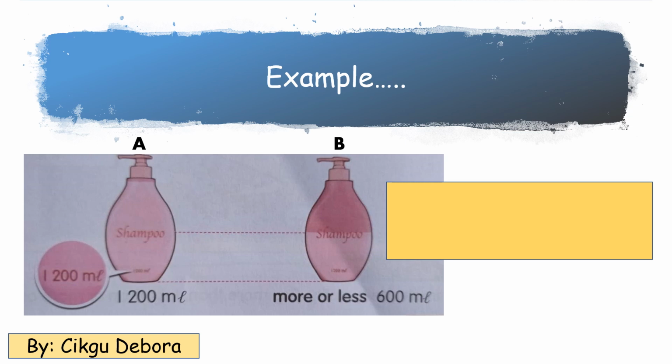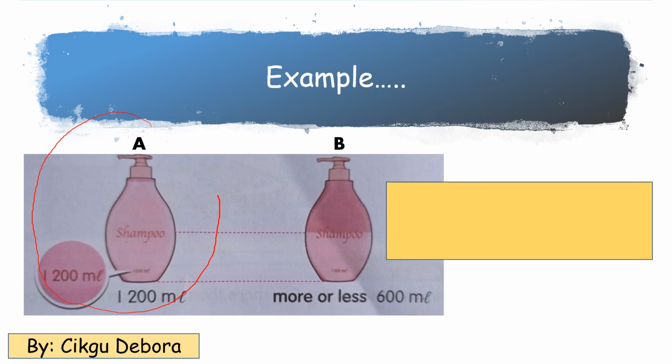Okay kids, we move to the next example. As we can see here, there are two bottles of shampoo. Bottle A and bottle B. So, as we can see, bottle A will be the reference set for this question. Bottle A has 1,200 milliliter shampoo. So, we need to compare B with bottle A.